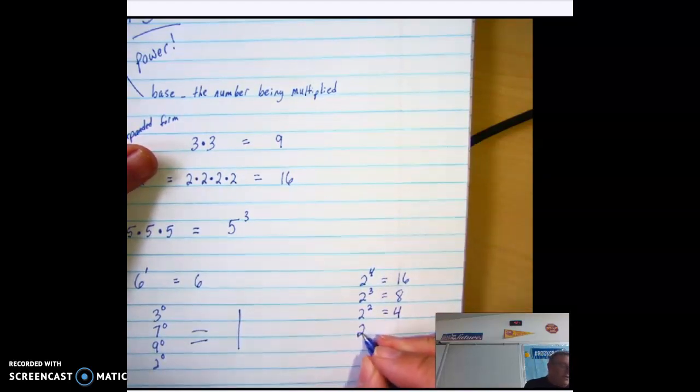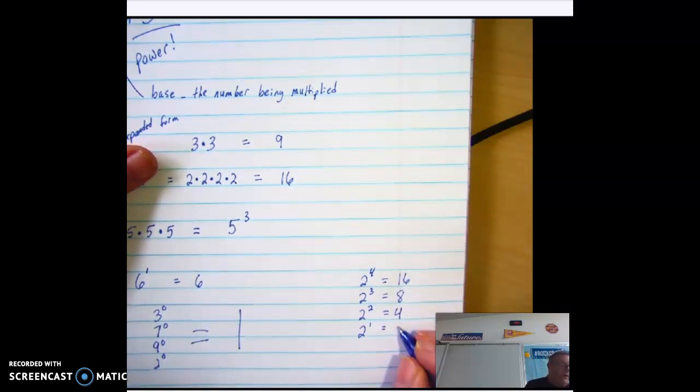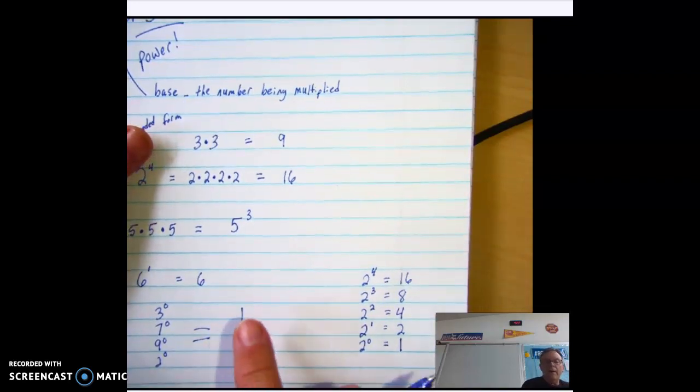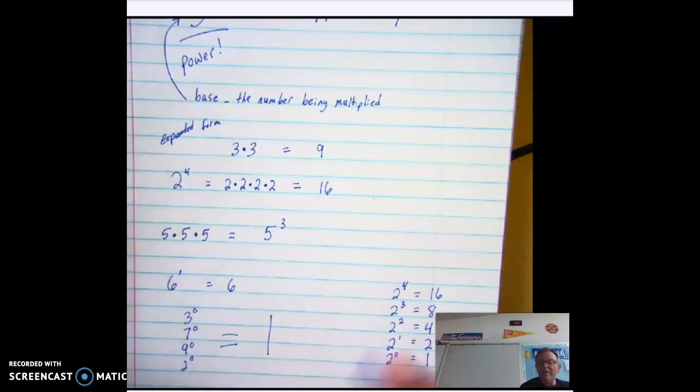You and I just did 2 to the 1st power. It's the same as 4 divided by 2. That's 2. Well, then here's the weird part. 2 to the 0 power is the same thing as 2 divided by 2 to make it smaller. 2 divided by 2 is 1. So remember, everything to the 0 power equals 1. It doesn't matter if you have 5 billion to the 0 power, it's still going to be 1.